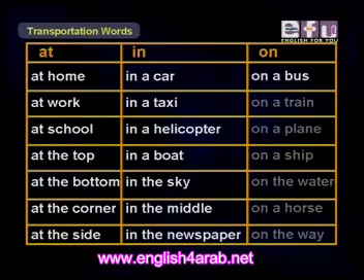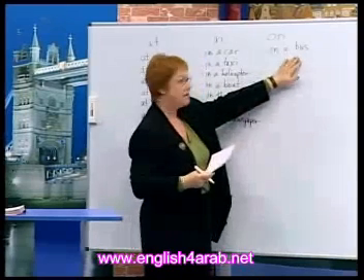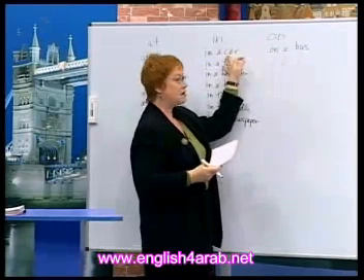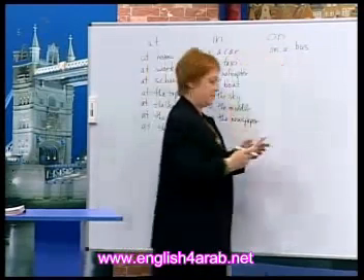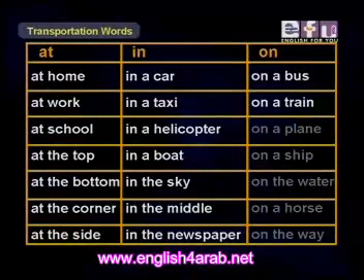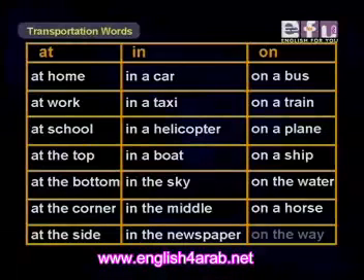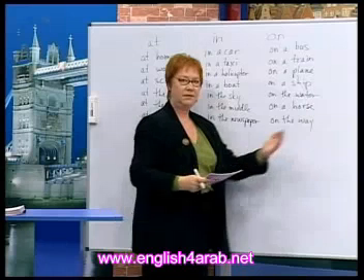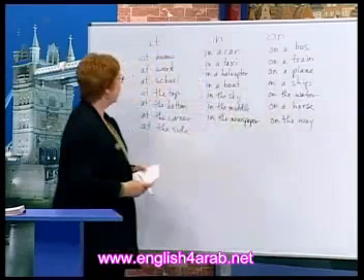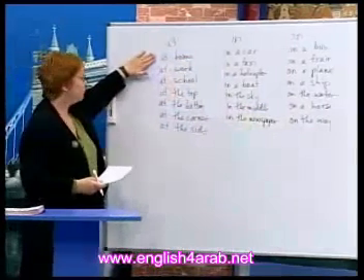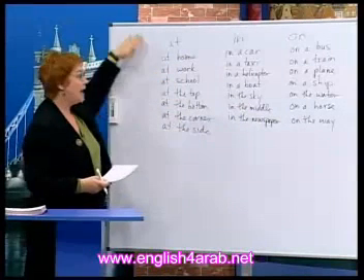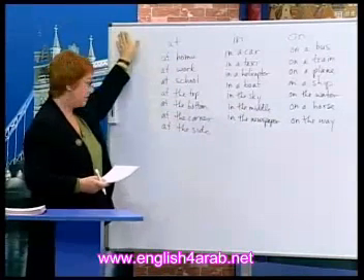On a bus. Now, a bus is big. A car is small. Okay? So in a car, on a bus, because on a bus we have to step up to get on it. On a train, on a plane, on a ship, on the water. So the ship is on the water. On a horse. And this one's a little bit special, on the way, meaning coming. Okay? All right. So let's look at these again. With at, we have at home, at work, at school, at the top, at the bottom, at the corner, at the side.